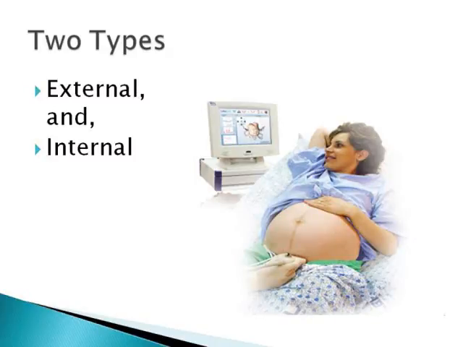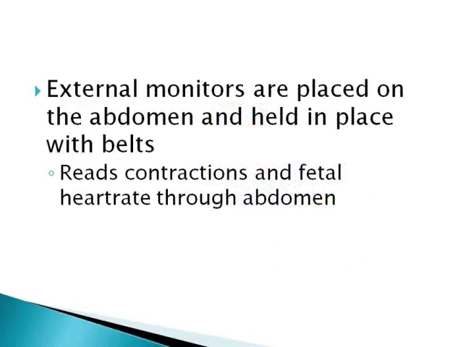Electronic fetal monitoring. There are two types, external and internal. External monitors are placed on the abdomen and held in place with belts. They read the contractions and fetal heart rate through the abdomen.